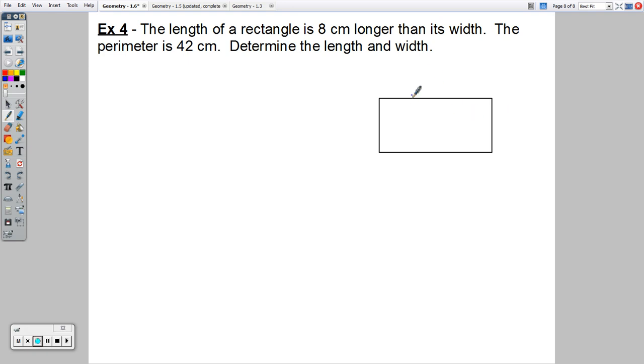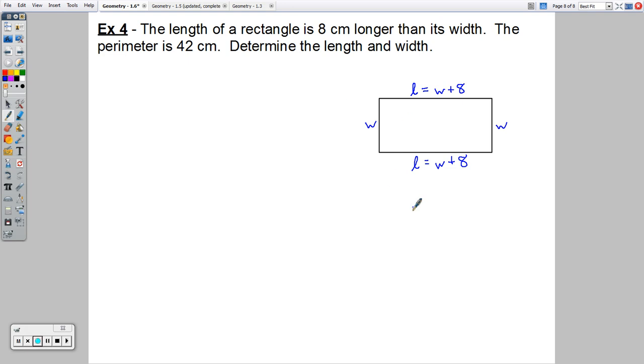So let's call this the length. Let's call this the width. And I know the length is equal to the width plus 8. If it's 8 centimeters longer, then it's width plus 8. So I can say L is the same thing as W plus 8. The same thing would apply at the bottom. L is W plus 8.